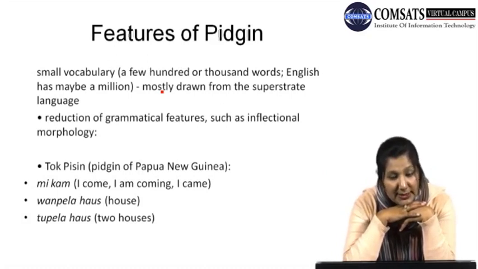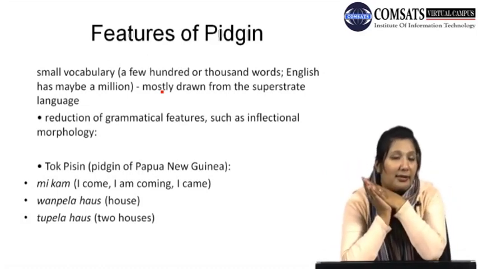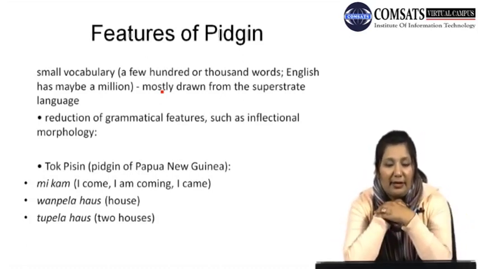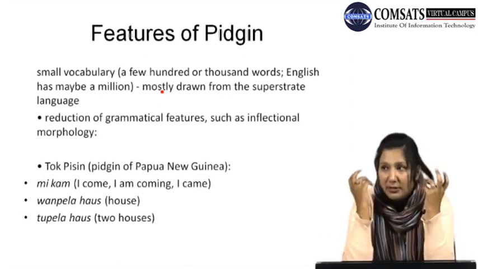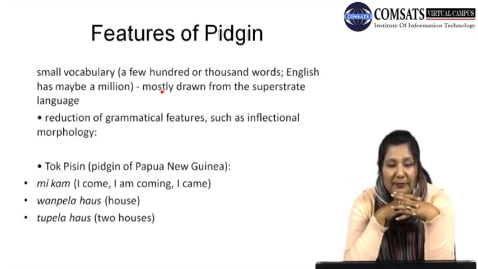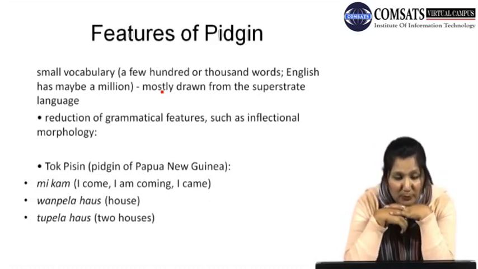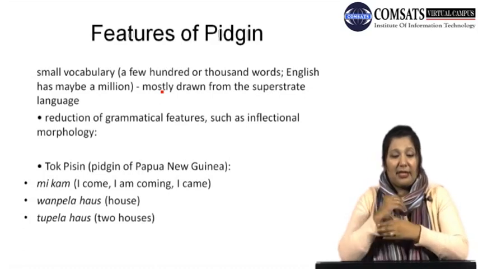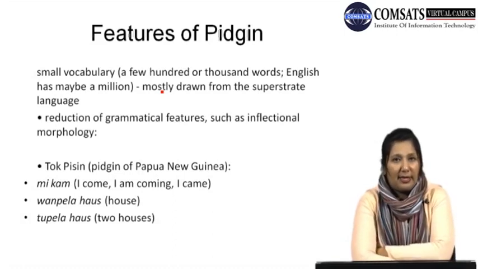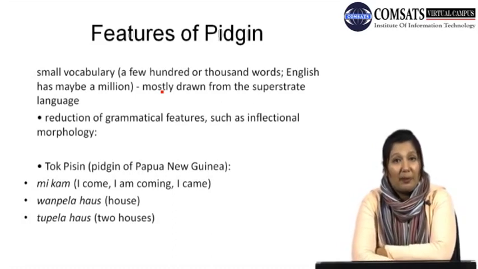Reduction of grammatical features such as inflectional morphology. Although we agree that some grammatical rules and features can be there, they are not that expanded. They are reduced, such as inflectional morphology. The example given is Tok Pisin, a pidgin of Papua New Guinea. This is a really very famous pidgin, and you will see how little vocabulary is there.